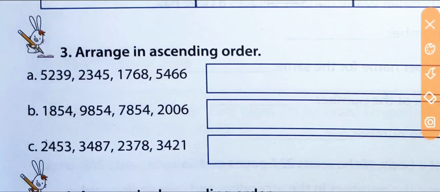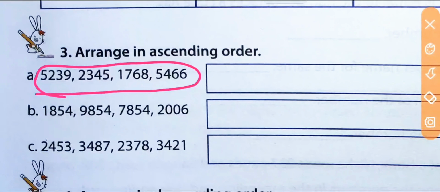After comparing numbers, we can arrange these numbers in ascending order. So first we have to find the smaller number, and after that we have to arrange the numbers in ascending order.